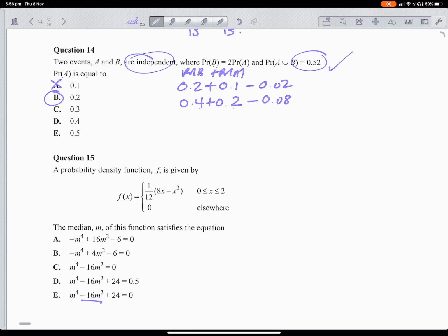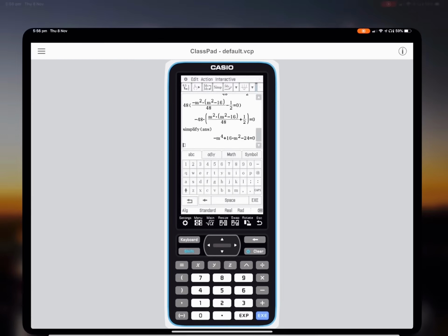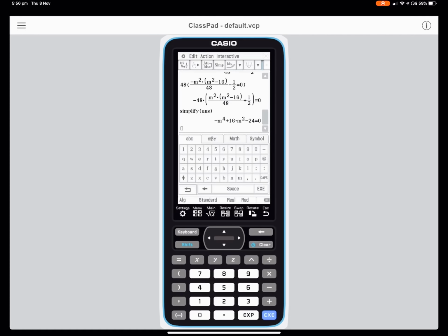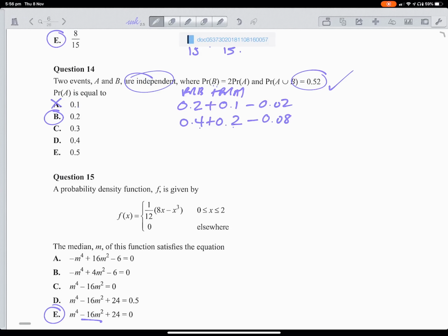Was that plus and minus? I think it's that. It definitely had a 24 in it. Okay, so take out a negative. We're going to have m to the 4 minus 16 plus 24. Okay, that's E.